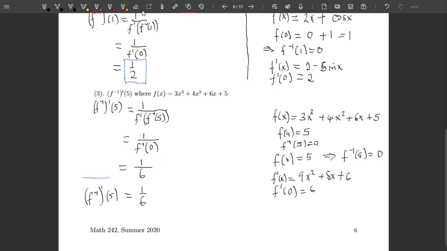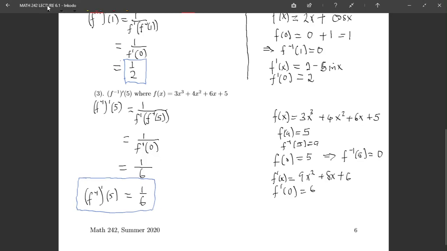Now we can apply this formula to solve problems in this form. However, we also say that a function can be defined by a graph. And if the graph is 1-to-1, is it also possible for us to find the derivative of that function defined by a graph at a particular point? Well, we'll see how we can do that in the next video.